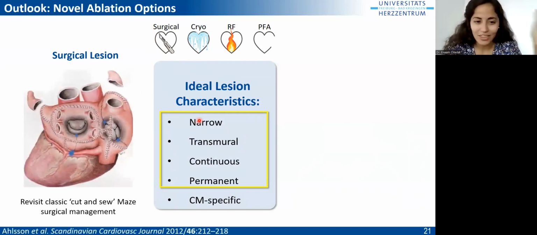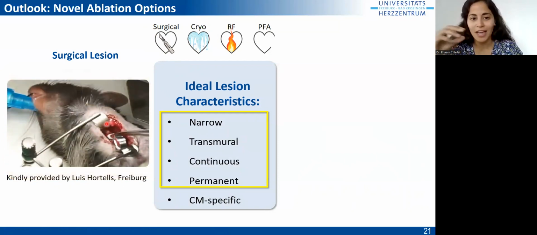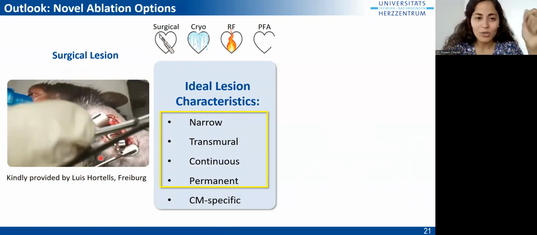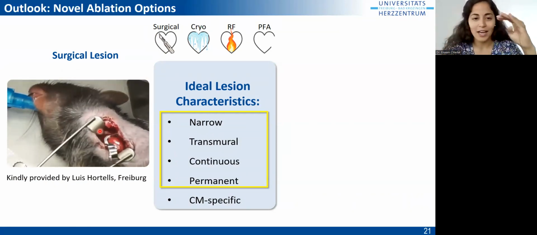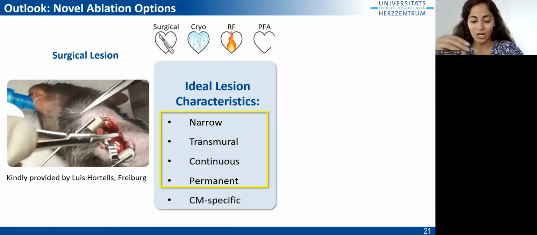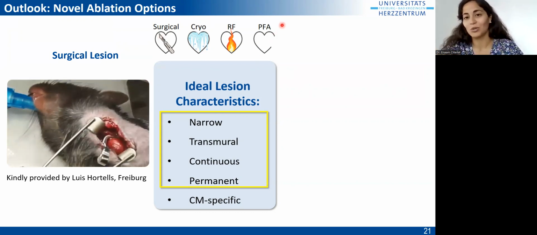So we'd like to revisit the classic cut-and-sew maze surgical approach. We're doing this in mouse. So here, the right atrium is clamped. We cut the atrium, and then my colleague Lewis has these nice micro-suturing techniques where you can close up this lesion, and we can try to understand this type of scar.